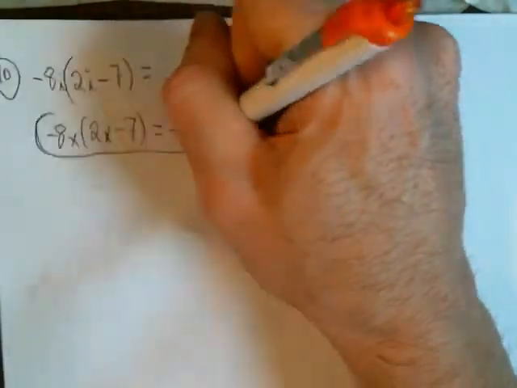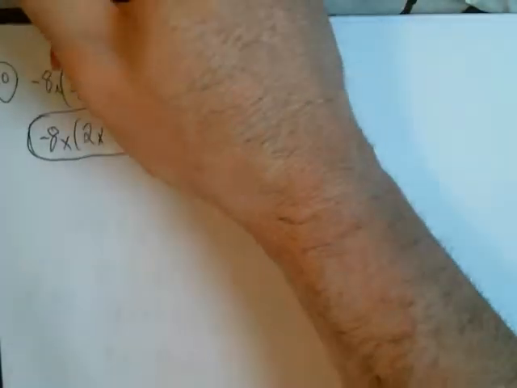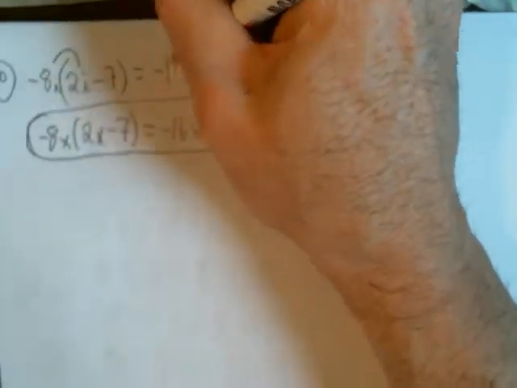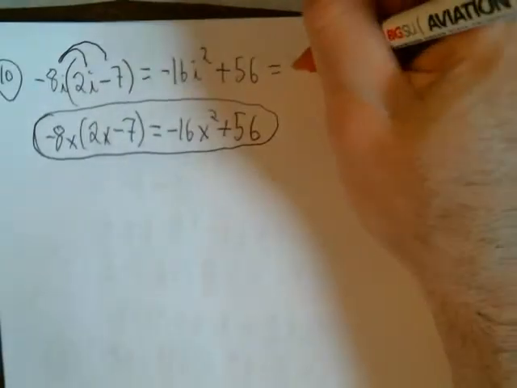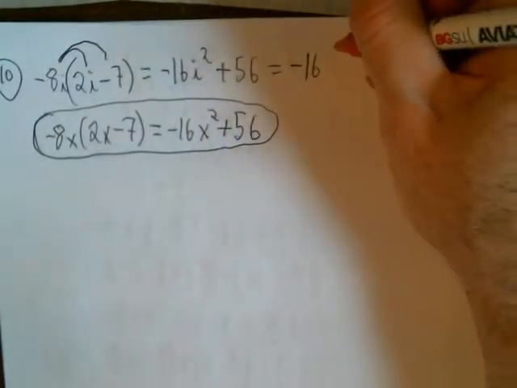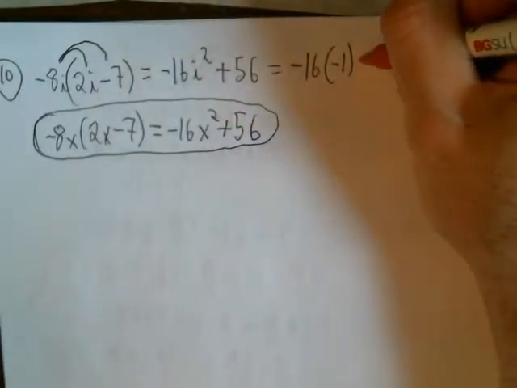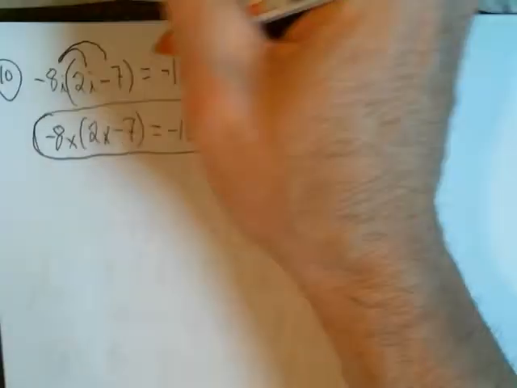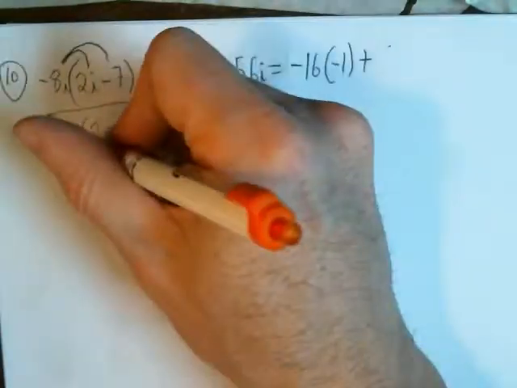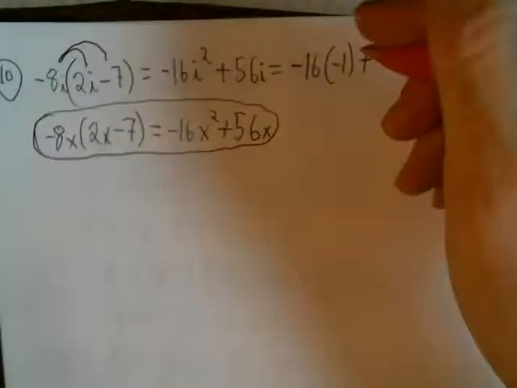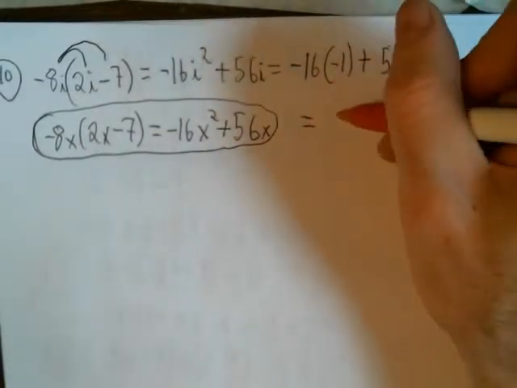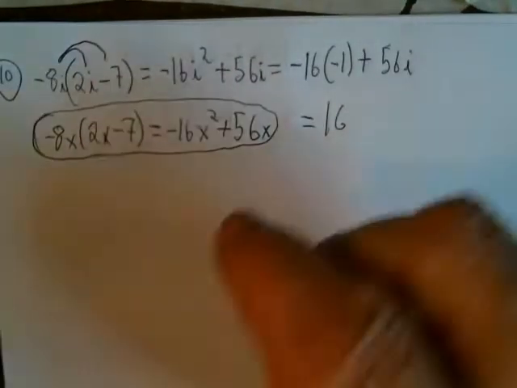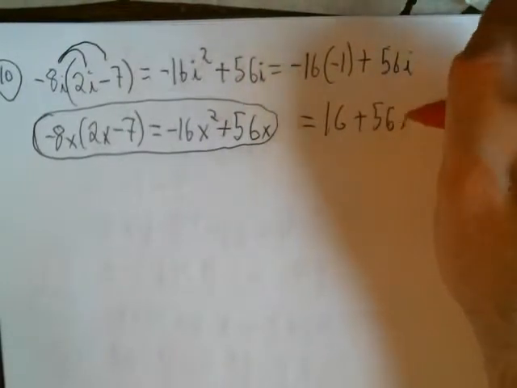This is kind of just in the background. This is how we want to think of it. This times this, you get negative 16i squared. And then this times this, you'll get plus 56i. So we can reduce the i squared, from before where I was saying i squared is really the same as negative 1. So negative 16 times negative 1 is positive 16, and then plus 56i, and it's good to go.